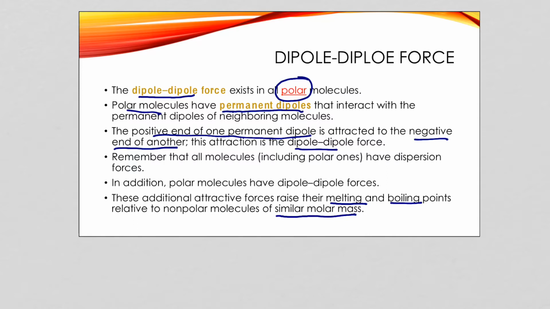So if we're trying to decide which molecule is going to have stronger dipole-dipole forces, we want to compare molecules that have similar molar mass. Otherwise, we run into issues, because if one molecule has a much higher molar mass, it could potentially have much stronger dispersion forces, which could actually make it have a higher boiling point, even though it has a lower molar mass and weaker dipole-dipole forces. So you just have to be careful, and we'll limit our comparisons to molecules that have similar molar masses.